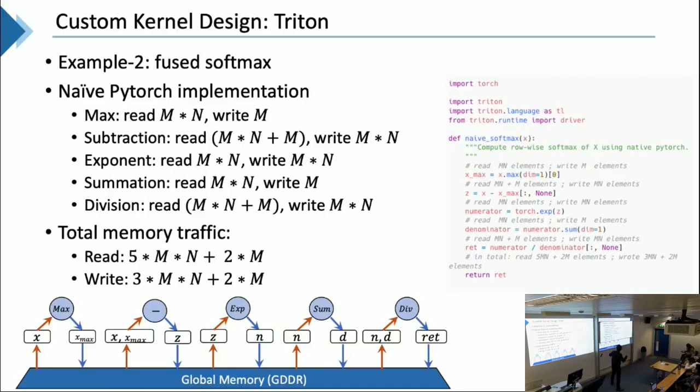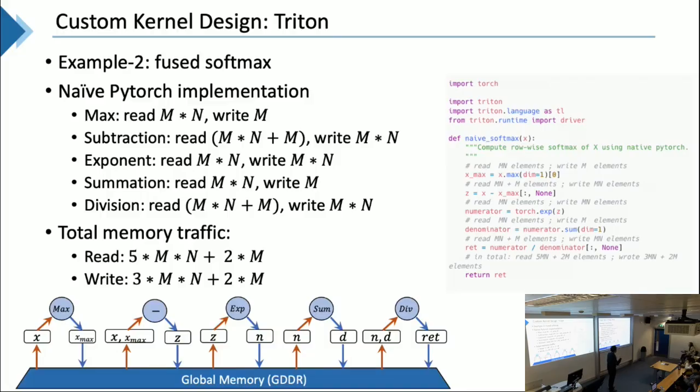So this is a naive implementation of softmax. Let's say you don't do any fusion. It's just the basic PyTorch implementation. And this is an example of how it is executed in your GPU. So this is your global memory, right? And then you have different operations.